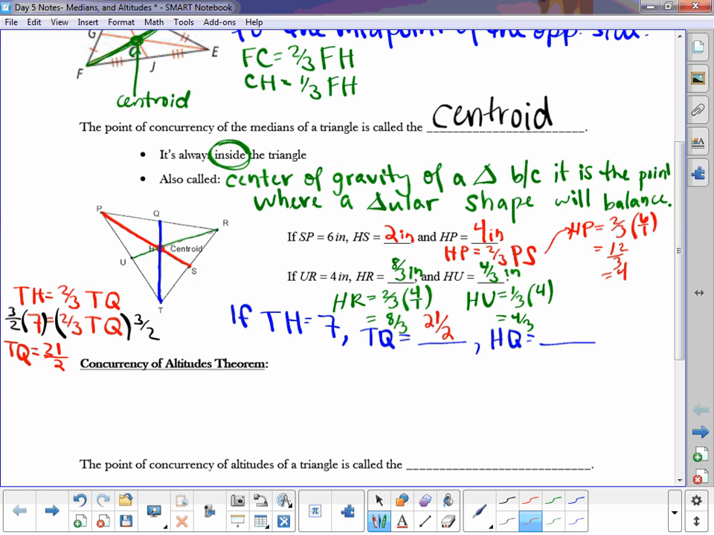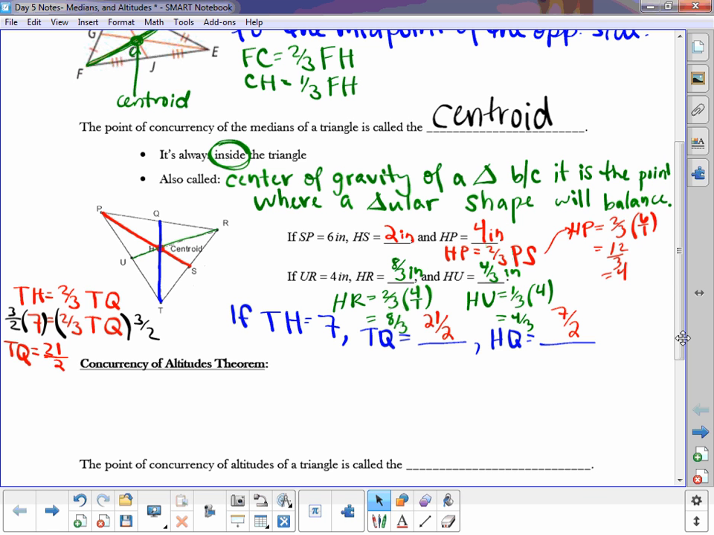If we think about it, TH is 2/3 of the whole thing, right? And HQ is just 1/3 of it? Isn't 1/3 just half the 2/3? So we could, a little more quickly, get 7/2. But again, you've got your other options as well. Questions with that one?